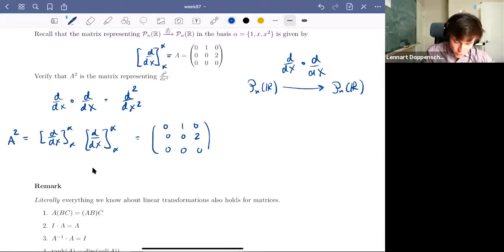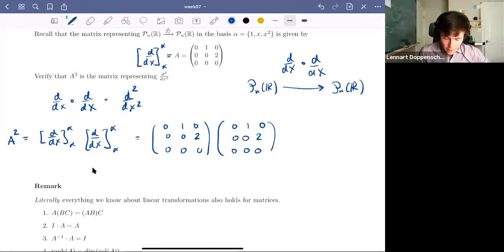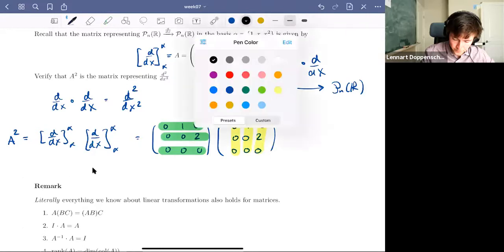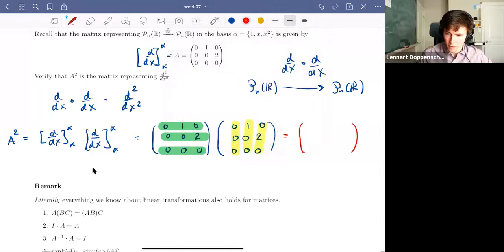And if we compare the way that we did matrix multiplication, which I introduced last week, we take the columns of the second matrix, the rightmost factor, and we take the rows of the first factor. And then the ij entry in the resulting matrix will be the dot product of the ith row in the first matrix times the jth column in the second matrix.